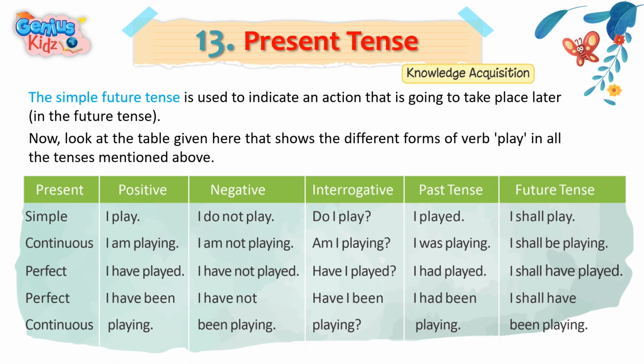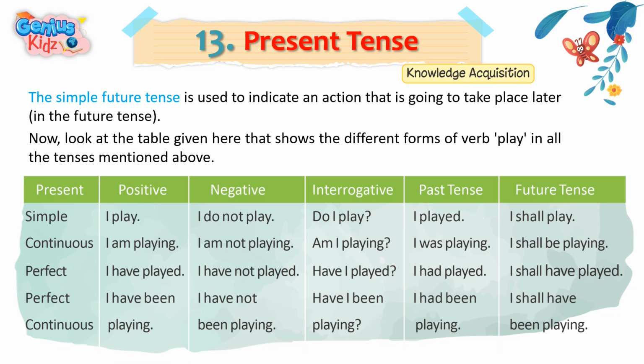Present: positive, negative, interrogative; past tense; future tense. Simple: I play. I do not play. Do I play? I played. I shall play. Continuous: I am playing. I am not playing. Am I playing? I was playing. I shall be playing.